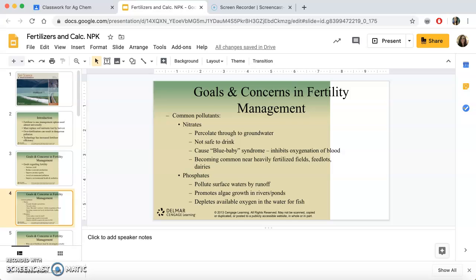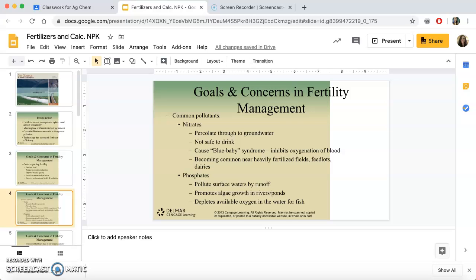Nitrate can be a common pollutant by percolating through groundwater. If I apply a fertilizer that has a nitrate in it, it can go through the soil from watering, and it can actually pollute the groundwater that's being used in showers, sinks, drinking water, that kind of thing. It's not safe to drink if you have a lot of nitrates, and it actually causes something called blue baby syndrome, which inhibits the oxygenation of blood. Oxygen is what makes blood red, and without it blood turns blue. So if you don't have a lot of oxygen in your blood, you're not getting oxygen to your vital organs.